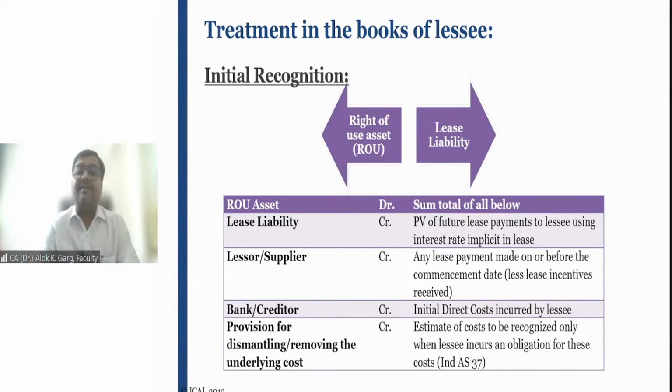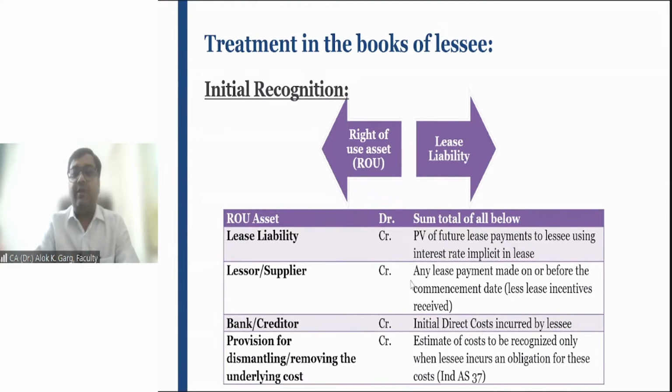Friends, then we have discussed the accounting in the books of the lessee, and then we discussed the lessee has to recognize a right of use asset on the basis of present value of future lease payments, right? First, number one, what is lease payment? I have already discussed. Plus, if the lessee has given any money in advance prior to the commencement date, that is also required to form part of the right of use asset. Plus, if lessee has incurred any initial direct cost like brokerage, like commission, like royalty, stamp duty, legal expenses. These are also required to be added to the right of use asset.